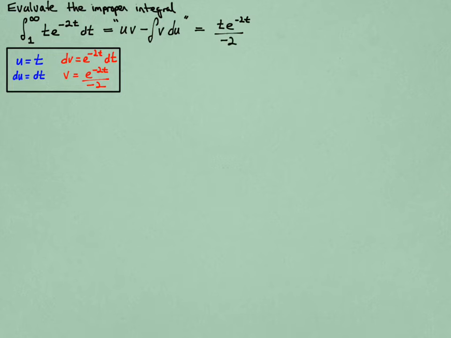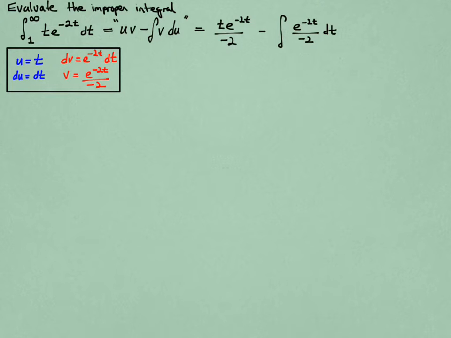So uv will be t times the exponential with the minus 2, that expression there, and then I have minus the integral of v du, and du is exactly dt. So I'll be integrating the e to the minus 2t over minus 2.